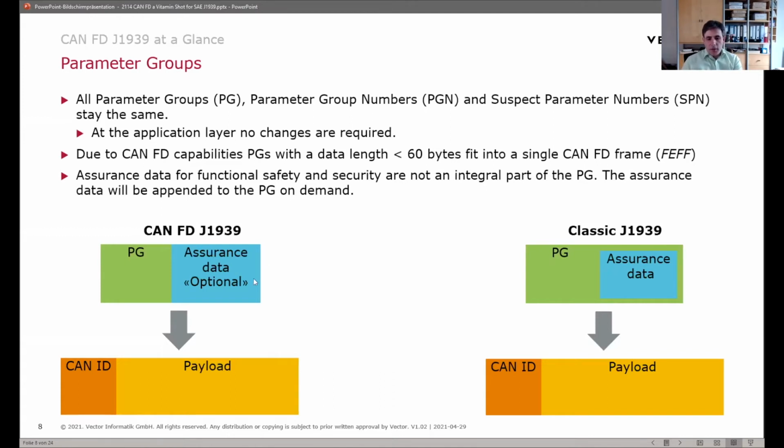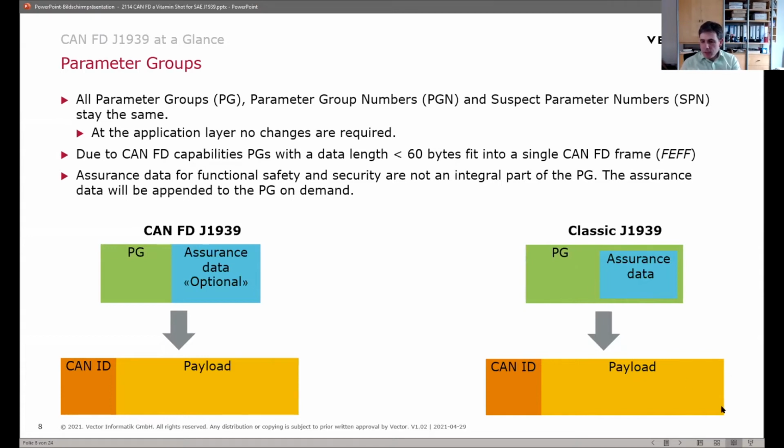And here the thing is, in the classic J1939, we have the CAN ID, and then we have the payload, and usually we have a one-to-one mapping. One parameter group goes into exactly one CAN frame. And if we would like to transmit additional data for safety and security, then we used to have CRCs appended to the parameter groups, and then all this goes together as one pack into the payload, and that's it.